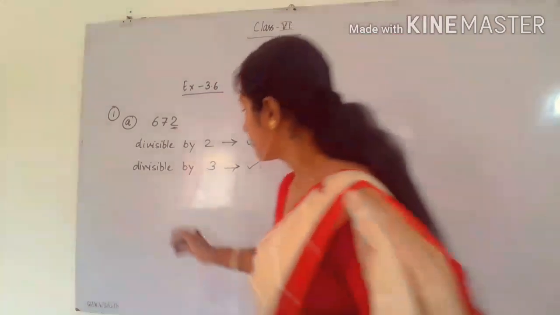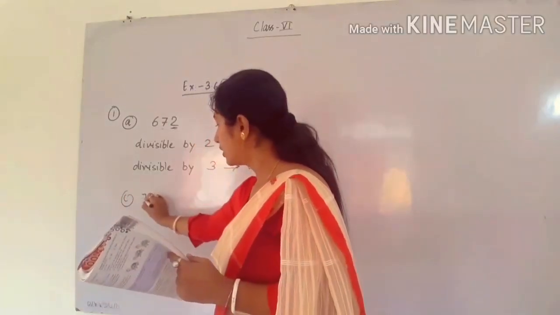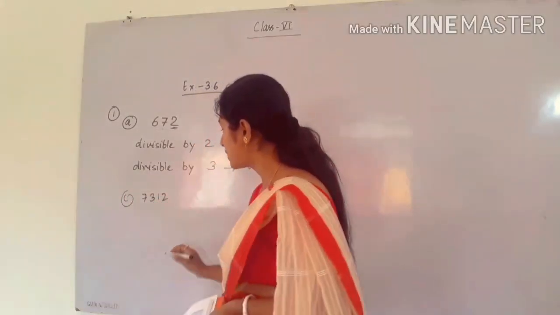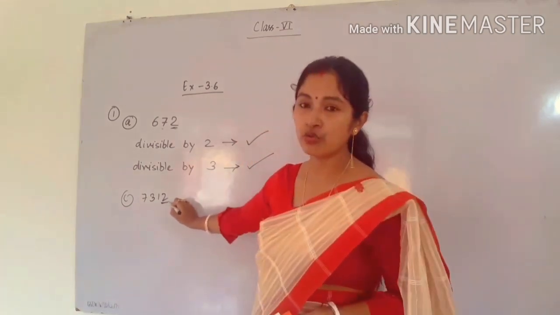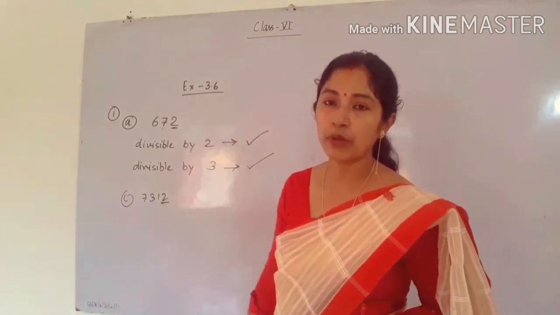Number C. Number C is 7312. So, for divisibility by 2, you have to check the ones place. See, the ones place is 2. Therefore, this number is divisible by 2.